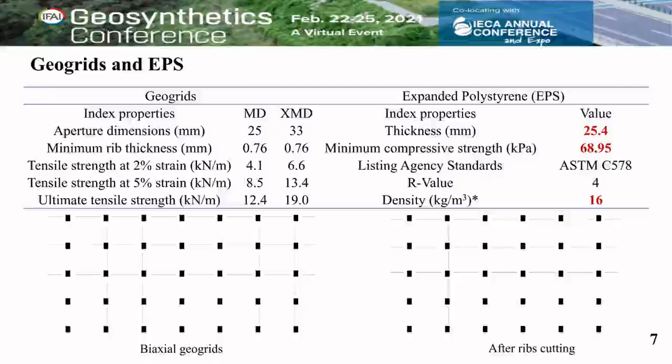Biaxial geogrids were used to reinforce the backfill. 2 ribs per 4 ribs were cut off to simulate the uniaxial geogrids commonly used in practice. The thickness of the EPS foam is 1 inch. The minimum compressive strength of the EPS foam is around 70 kPa. The density of the EPS foam is around 16 kg per cubic meter.